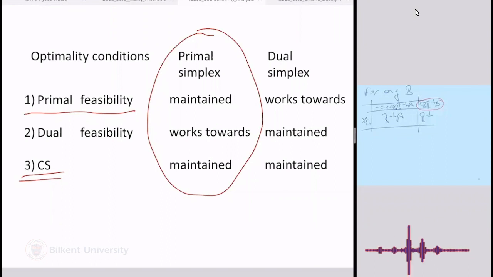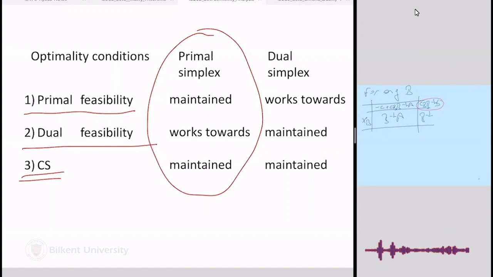Now, what are we working towards? What we utilized in the proof of strong duality is dual feasibility. So primal feasibility and complementary slackness is always with us in the simplex algorithm, and the algorithm stops when the dual becomes feasible. What is the dual? CBB inverse, right? When is the dual feasible?